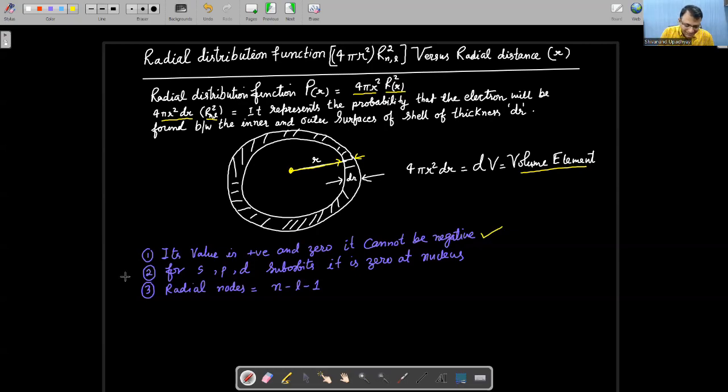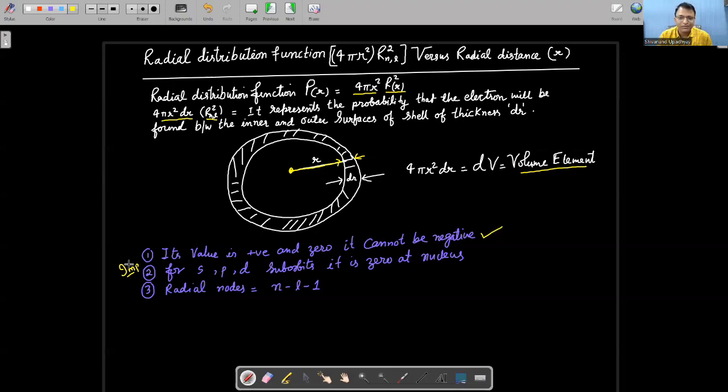But this second point is important. Either it is s orbital, p orbital, or d orbital. When we are discussing psi square versus r, for p and d it is 0 at nucleus, but for s orbital it is maximum at nucleus. But when we are discussing radial distribution function, its value is 0 at nucleus for all suborbits: s, p, and d. For all it is 0.